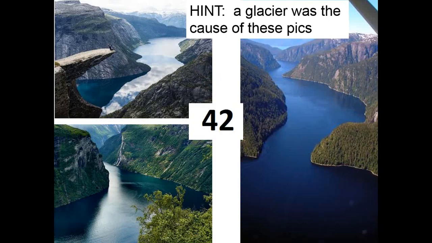S-T-R-A-I-T, strait. Now, number 42, I had to give you a hint here. This is a glacier that caused these pictures, and all these bodies of water are connected to the ocean. These are huge digs in the land caused by a glacier, very typically found in northern locations, especially in the country of Norway. The term for this landform is called a fjord, F-J-O-R-D. It's a Norwegian word because that's where you saw this type of landform. It's an extremely deep, long cut in the land that reaches the ocean.